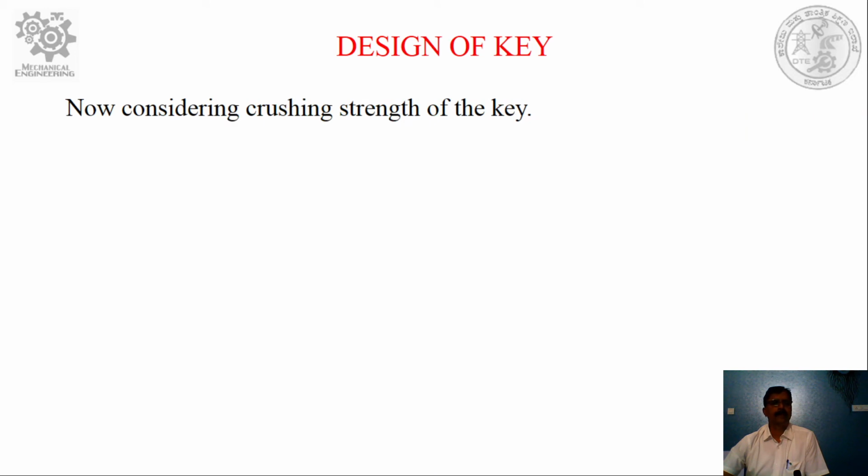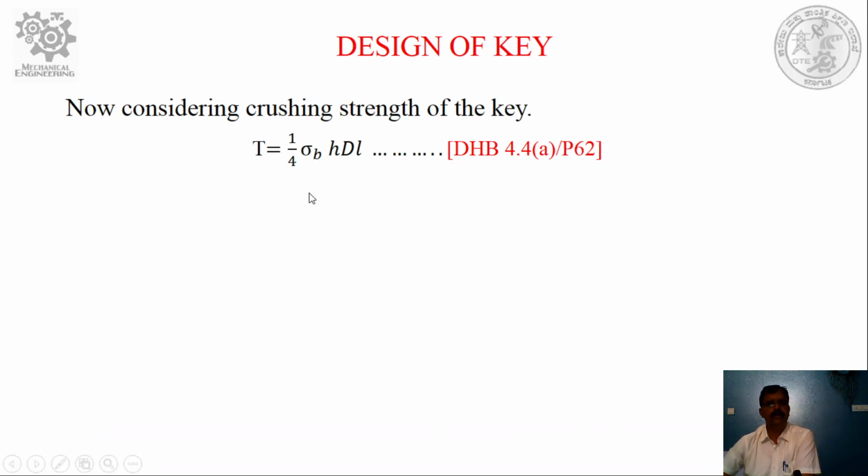Now the second one, considering the crushing strength of the key. Here the crushing strength is T equal to 1 by 4 into sigma c into h into d into L. Substitute the values here and find out the bearing pressure, or the induced crushing stress, in the key material.